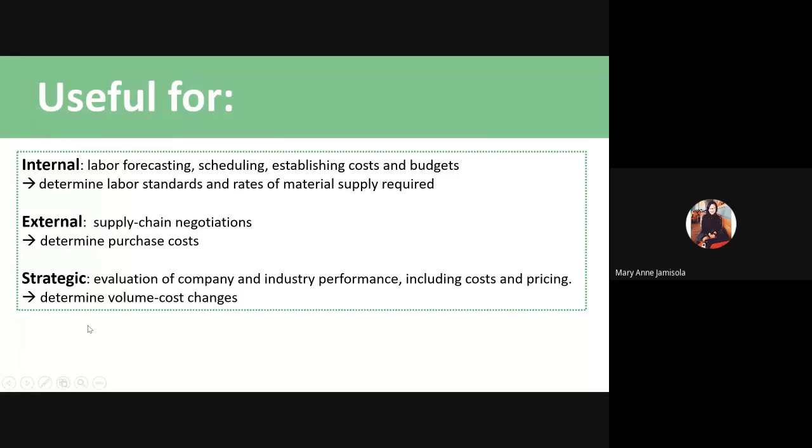And then for strategic purposes, we can assess our own company performance vis-a-vis the industry performance. So if, for example, you feel like the employees in our company are slacking off as compared to the industry, that might be a good source of decisions for future actions.